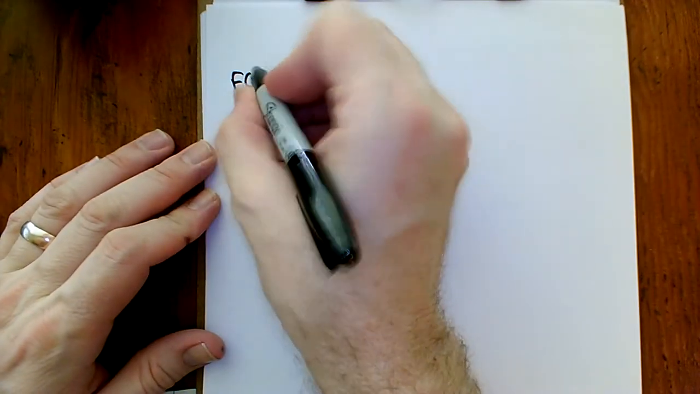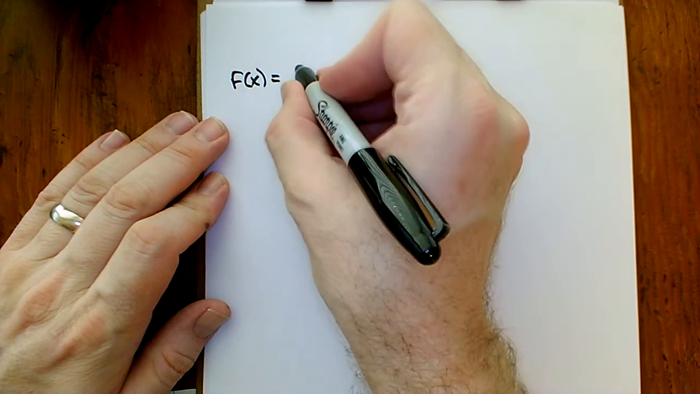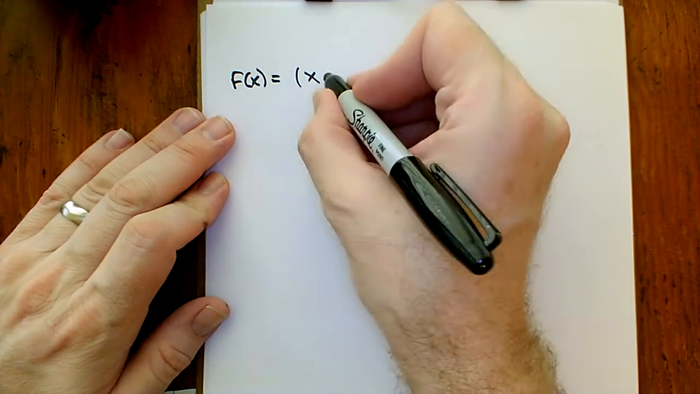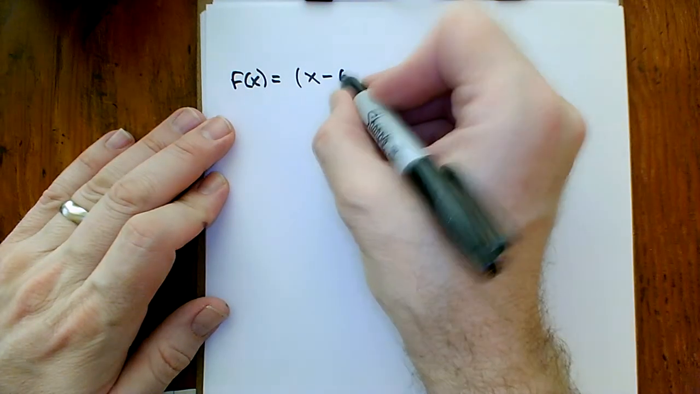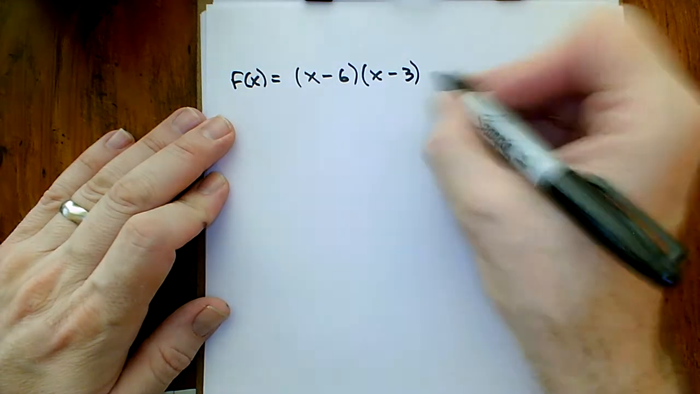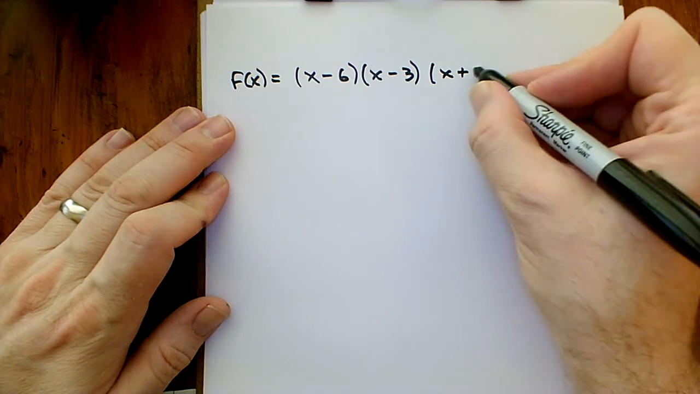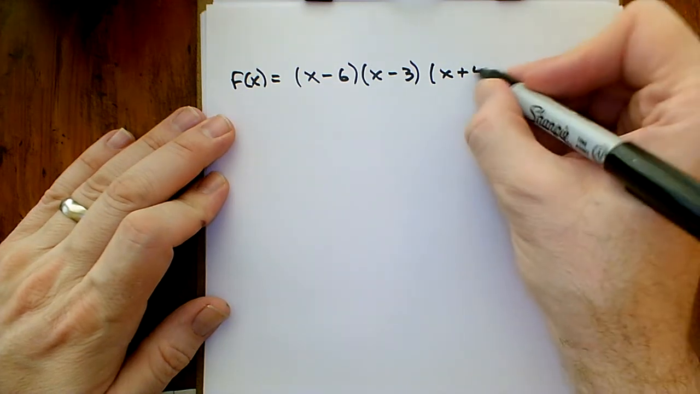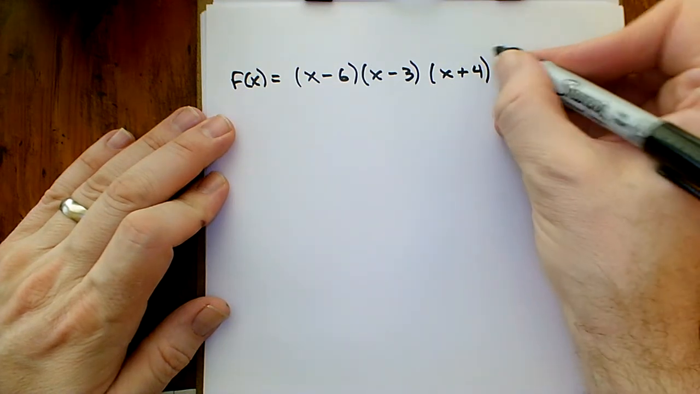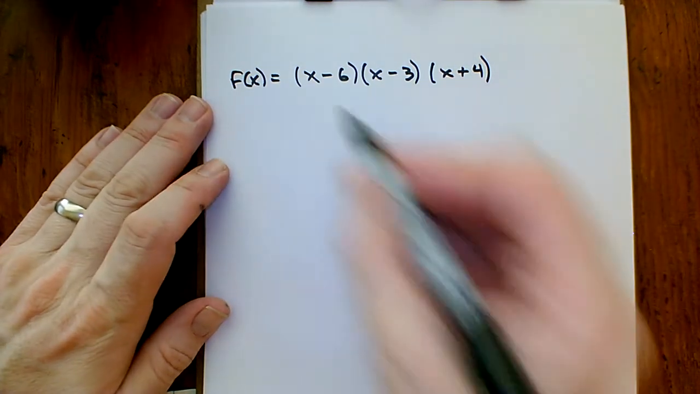I'm going to choose something a little bit different. Let's say I've got some function here where I've got x minus 6, x minus 3, and x plus 4. I'll just leave it like that. So I've got 3 different zeros here.